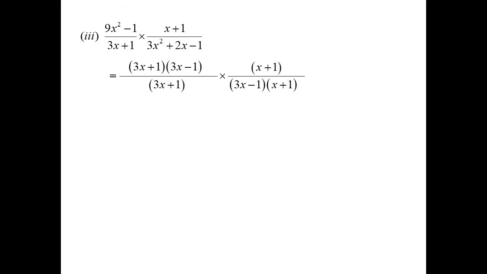Which one did I now go for, you reckon? Top left. Yeah, difference of 2 squares. Now, in fact, everything cancels, leaving us with 1. Good. I was hoping no one would say nothing because you've cancelled everything. Yes, it's 1.